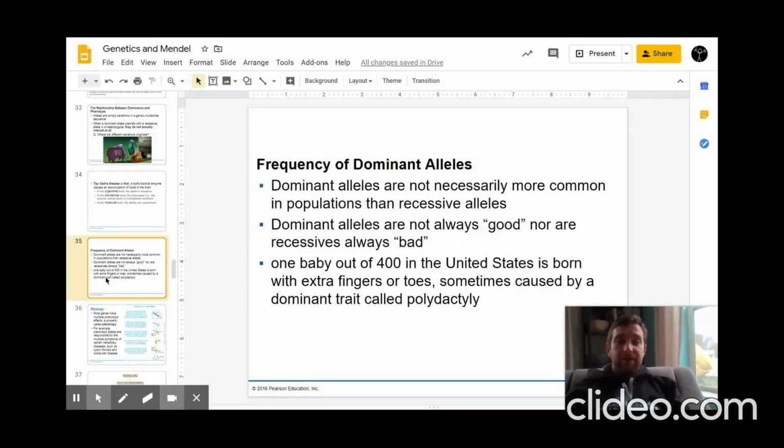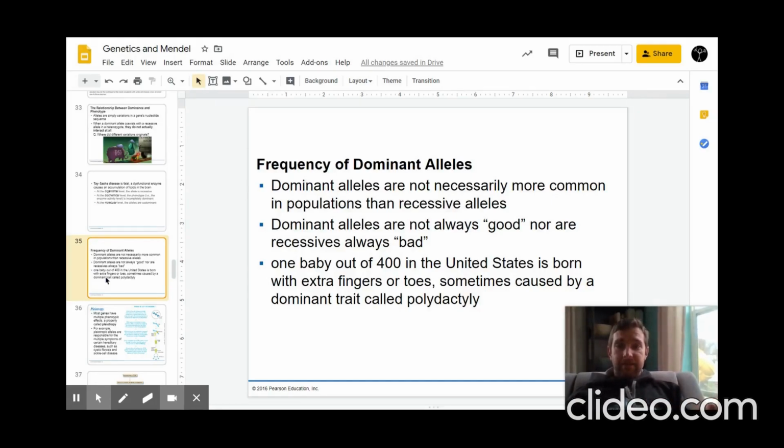In the context of dominant and recessive alleles, dominant are not stronger, better, or faster than recessive alleles. They're also not necessarily more common. Just because there is a dominant allele in a population does not mean it's going to take over. Dominance does not mean that evolution is going to happen, and it does not mean the recessive alleles are going to disappear.